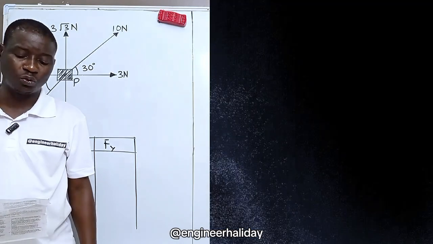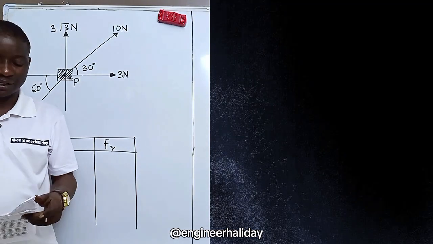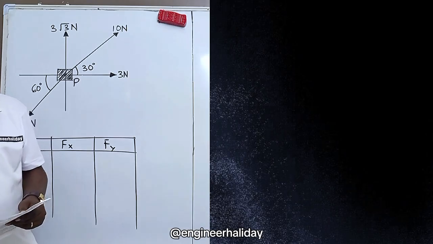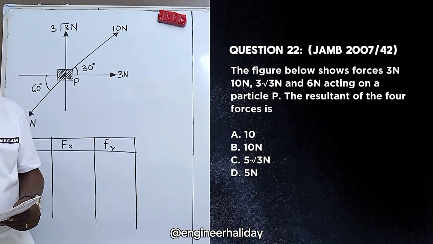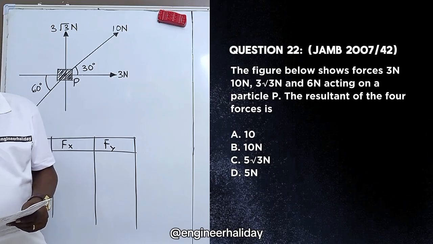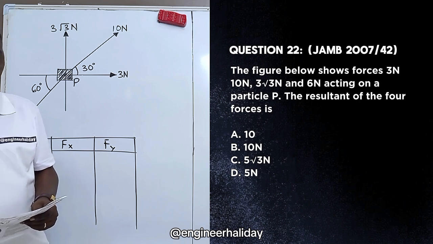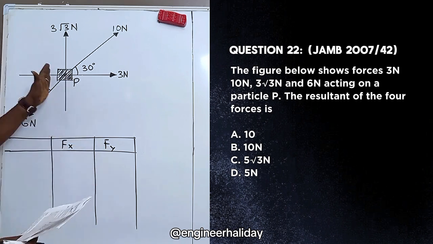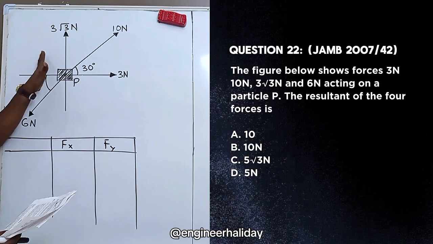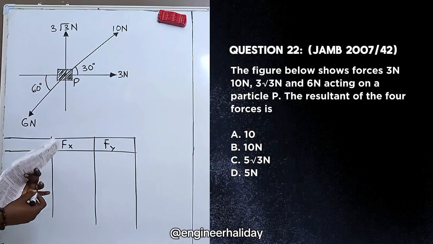Now, we want to continue with number 22, which is part 6 of this vectors and scalars question. They said the figure below shows forces 3 Newton, 10 Newton, 3 root 3 Newton, and 6 Newton acting on a particle P. The resultant of the 4 forces is dash. This is the diagram on the board. So now, how do we find the resultant force?